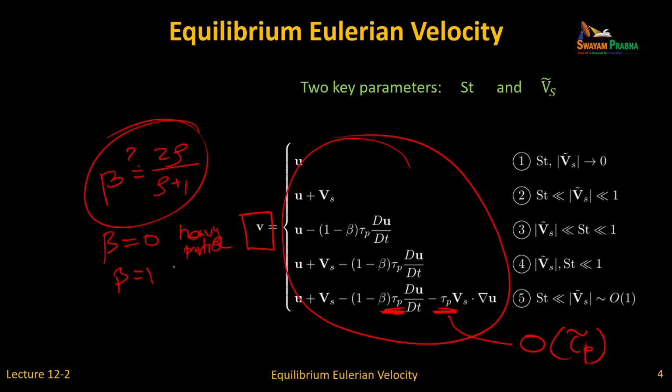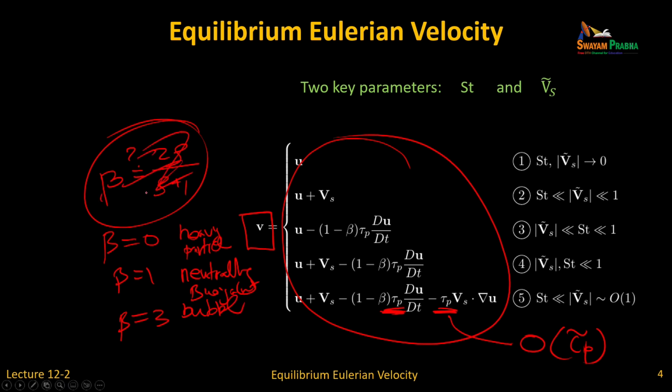Beta equal to 1 is neutrally buoyant, and beta equal to 3 is a bubble, the way it is defined. I did not write it very well, so ignore that. Beta is just a density parameter. So you can see a neutrally buoyant particle will accelerate with the fluid, a heavy particle will lag, and bubbles will lead. Okay, so a very simple analysis.